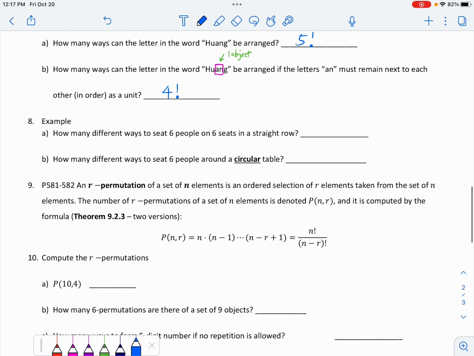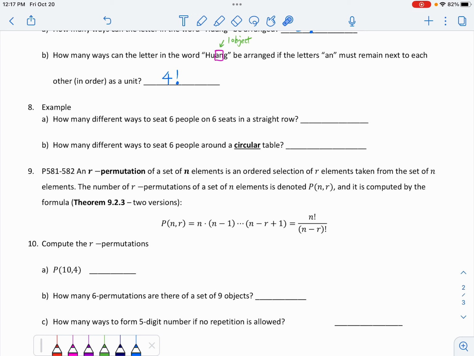Now let's look at another example. How many ways can we seat 6 people on 6 seats, and these seats are in a straight row? This is pretty straightforward. This is actually 6 factorial.